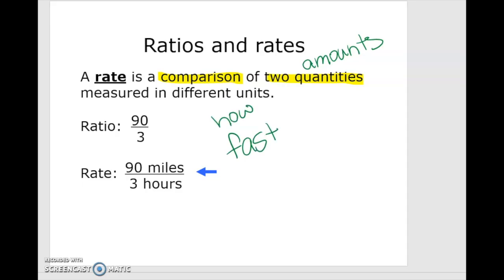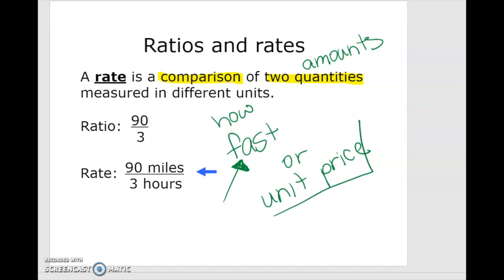So there's lots of different rates that we're familiar with. Miles per hour, words per minute, meters per second. So rates usually are telling us how fast something happens, or sometimes they can tell us something called a unit price. So rates can also be talking about money. Today we're going to focus on how fast, rates that are looking at speed, and then we're going to talk about the whole unit price a little bit later.